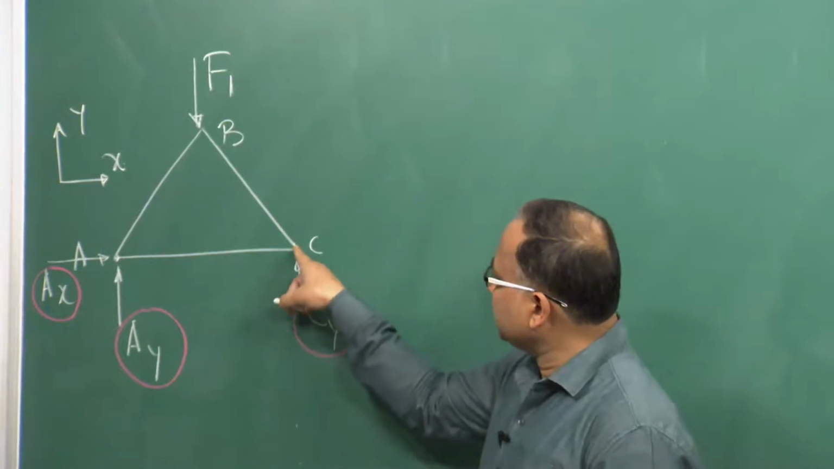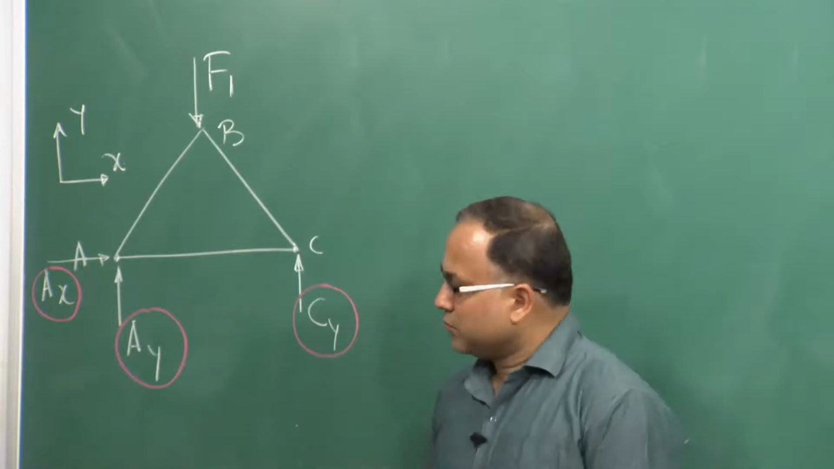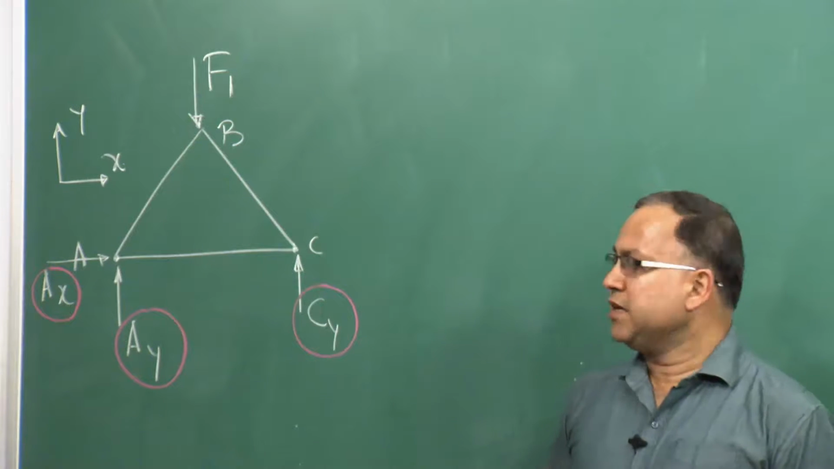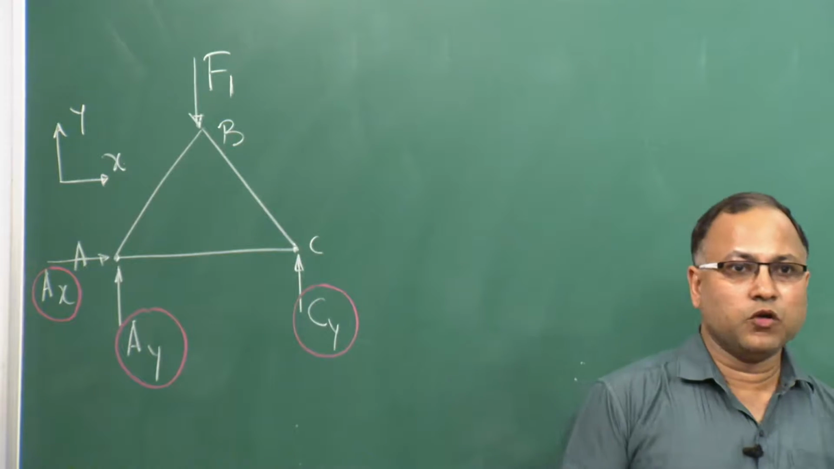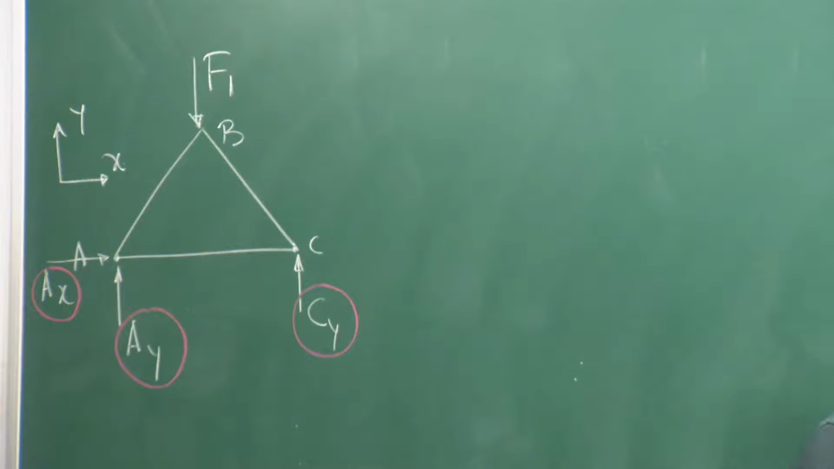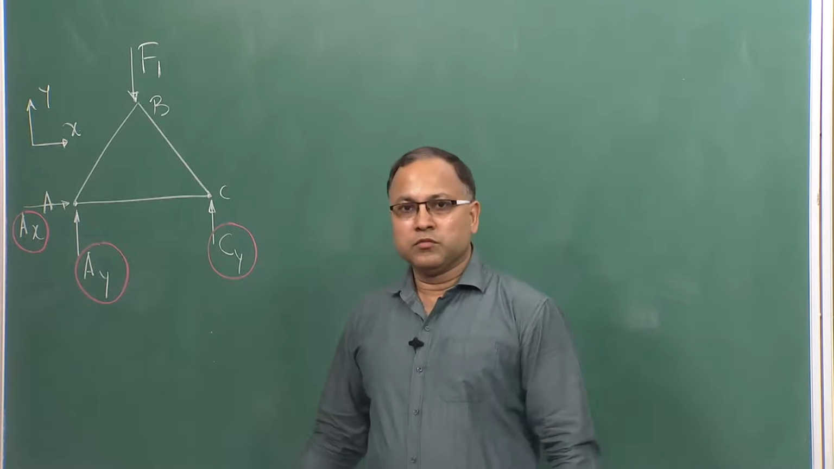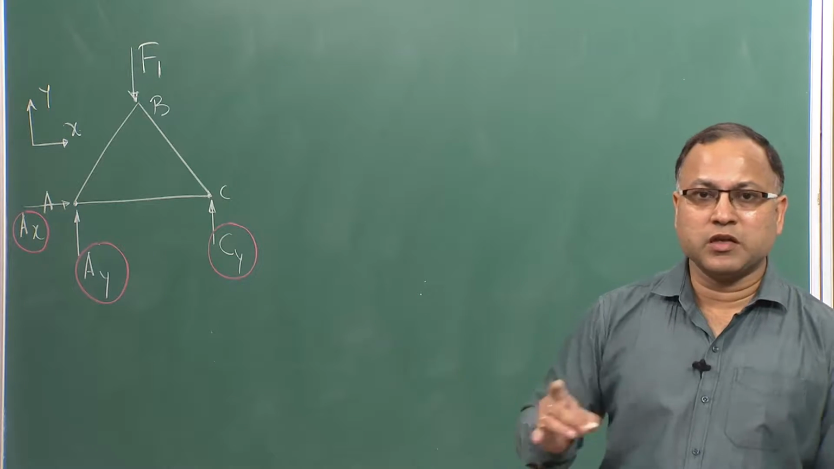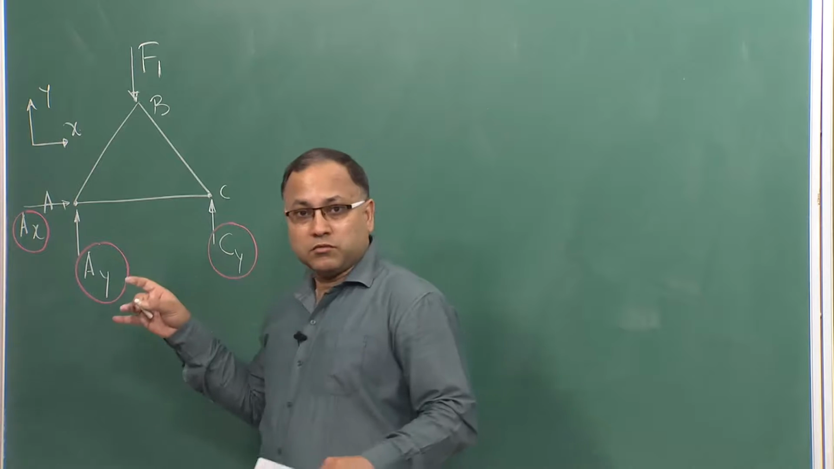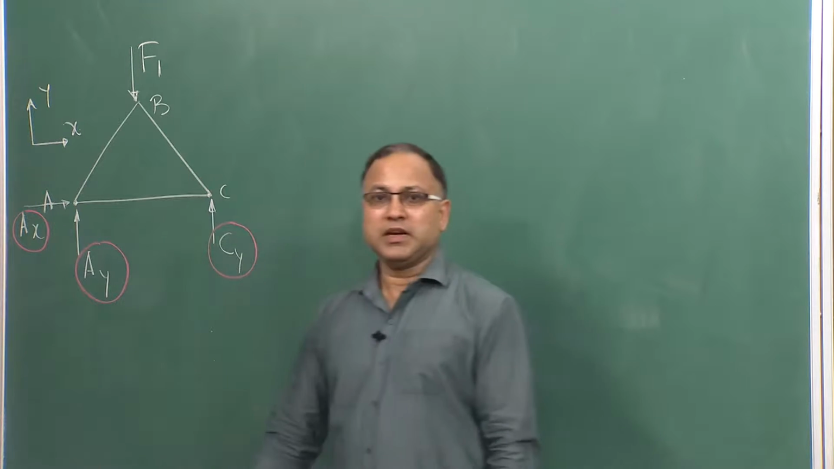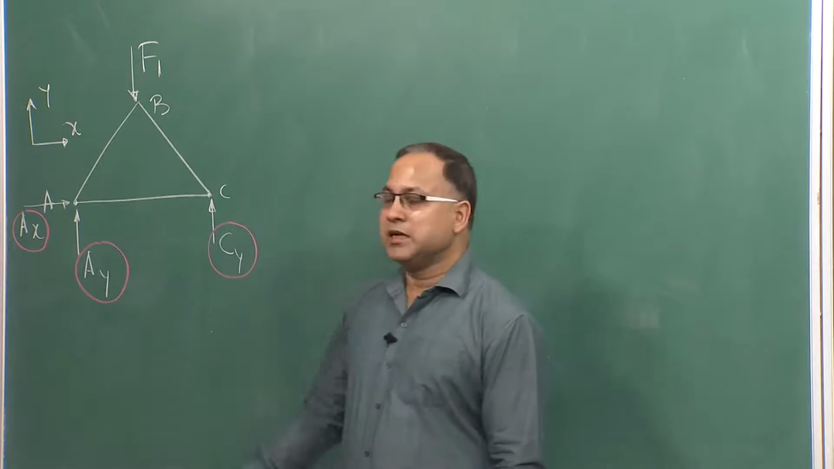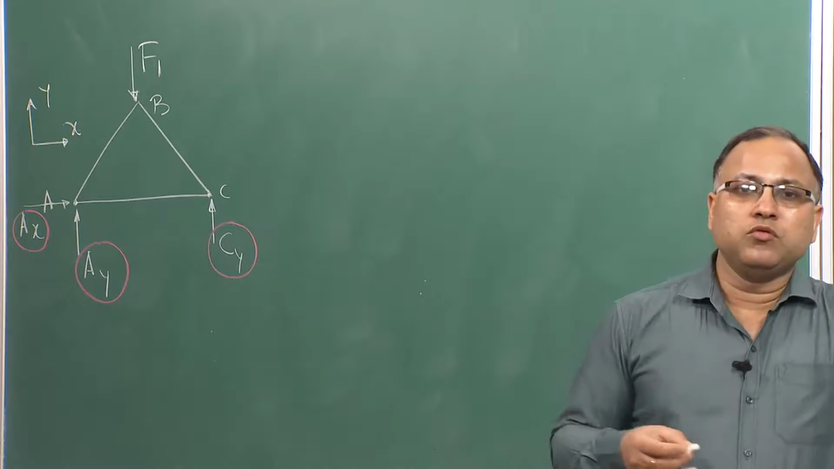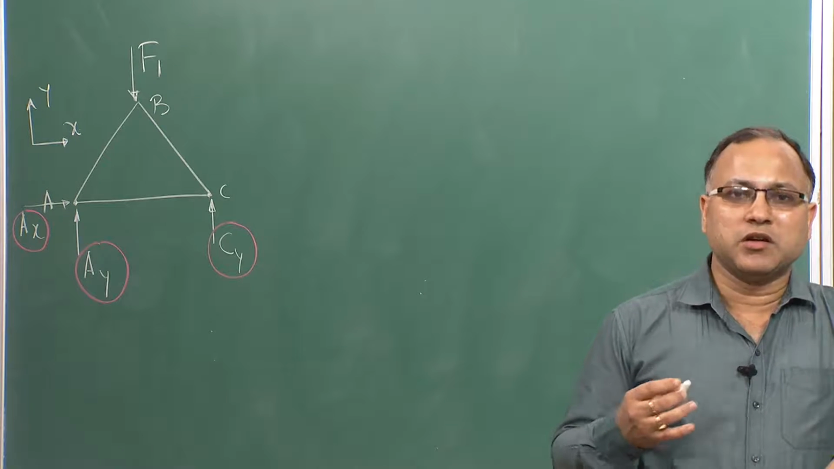Similarly, if you come to joint C, how many unknowns are there? Two member forces, member AC and member BC. The forces in those two members are unknown to you, while Cy is known to you. How many equations of equilibrium are available with you? 2, summation of Fx equal to 0, summation of Fy equal to 0. So, conceptually I can get the values of member force AC as well as member force BC. Based on this discussion we will come to the solution procedure for any particular truss.